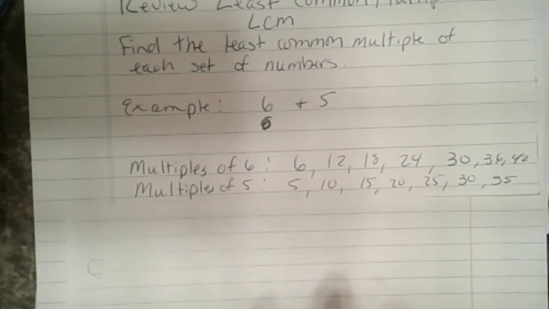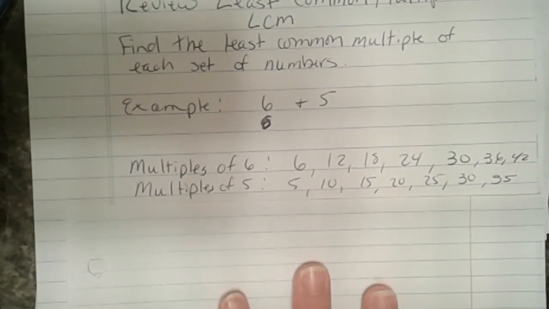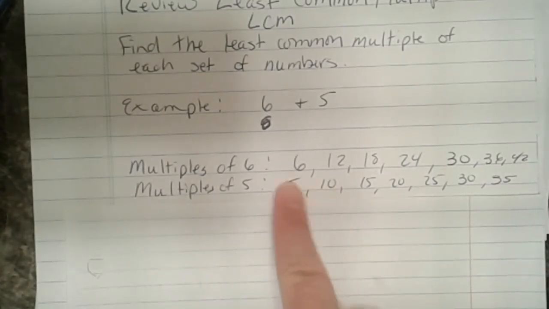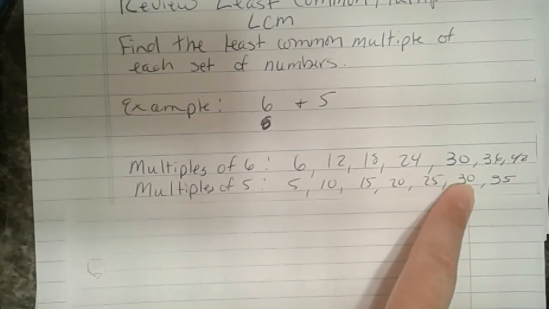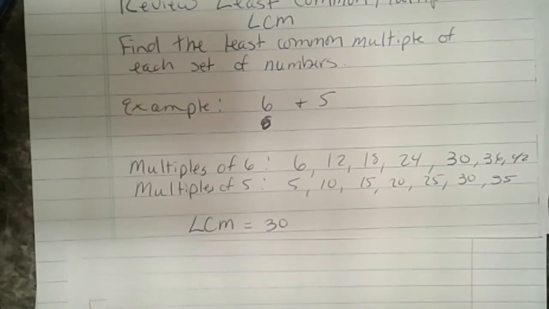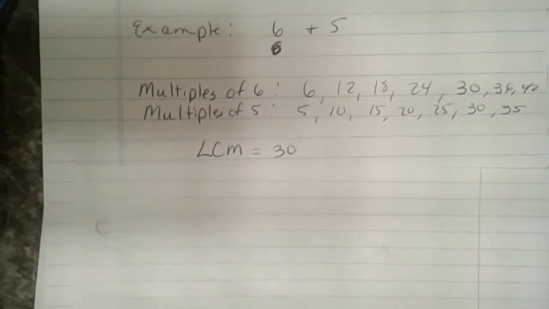So what is the least common multiple? Well, what is the first number that pops up on each of these that they have in common? And if you said 30, you are correct. 30 is the least common multiple of 5 and 6. It is the LCM.